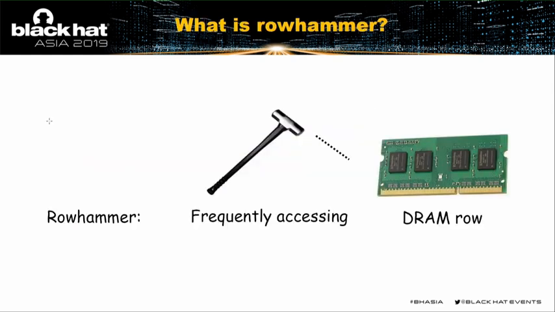So what is Rowhammer? Literally speaking, hammering a row is to frequently access a row. Because the density of DRAM cells in the DRAM modules increases significantly, these cells can electrically interact with each other. So frequently accessing a row can cause electrical charge disturbance in its adjacent rows.